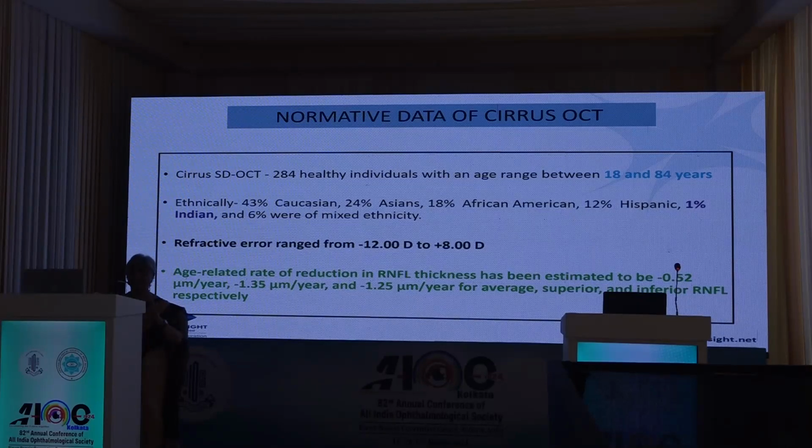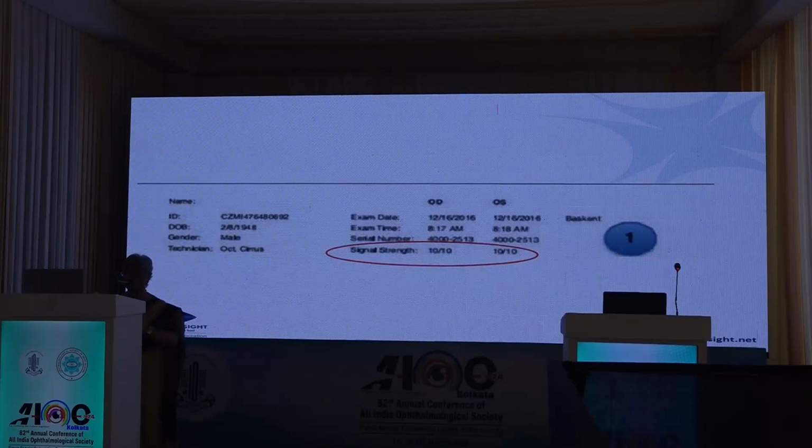We have different ethnicities also: Caucasians, Asians, African Americans, Hispanics, but unfortunately, 1% of Indians only. Refractive error again is a wide range, -12 to +8. So if you have a highly myopic disc, remember that is not in your normative data. There is also an age-related reduction in the RNFL thickness. Don't forget about it. That is about 0.052 microns per year, and then the rest of it you can have a look at. So now let's have a look at each segment.